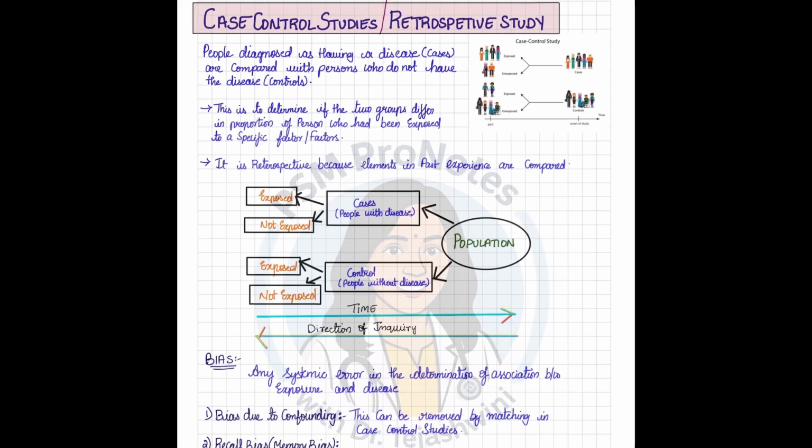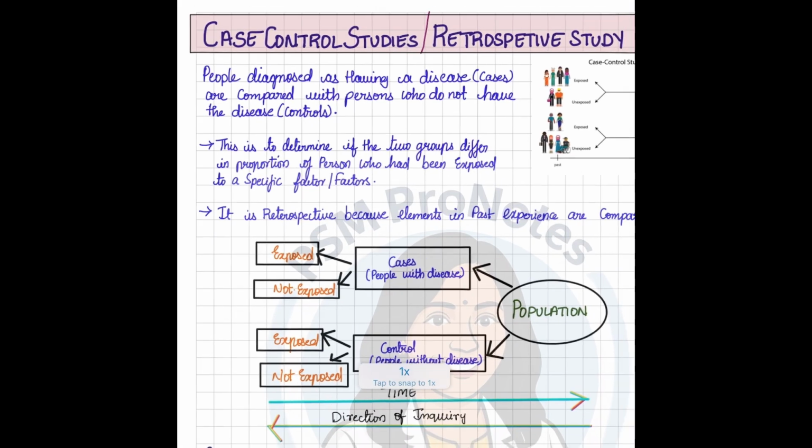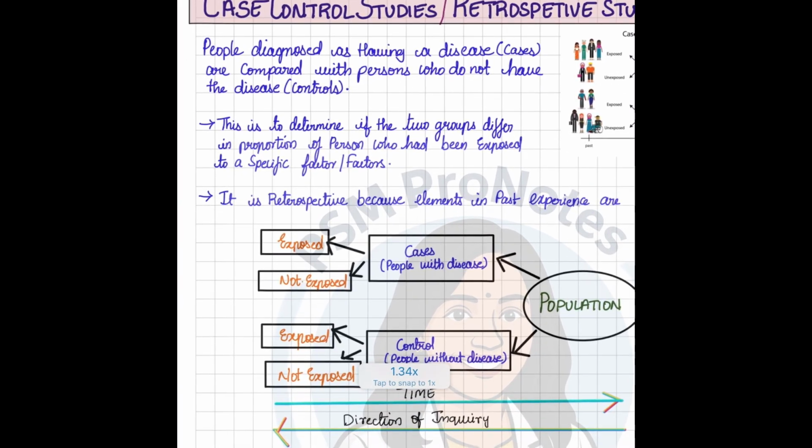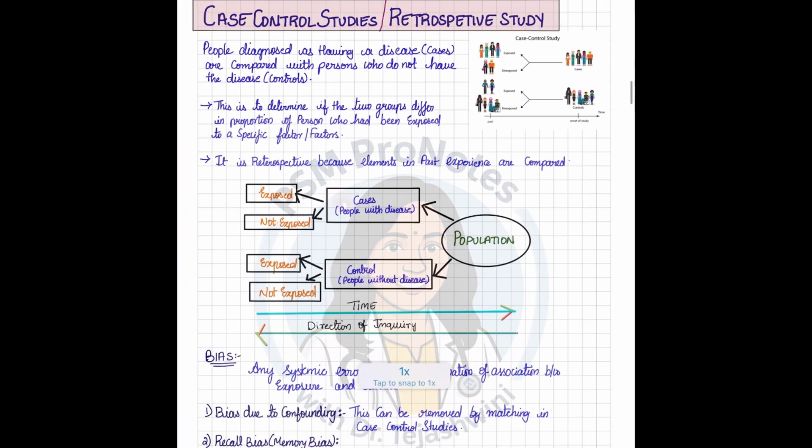What is a case control study? A case control study involves two distinct groups. Cases: these are individuals who have the disease or condition you are studying. Controls: these are individuals who do not have the disease or condition, but are similar to the cases in terms of demographic characteristics, such as age, sex, and socioeconomic status. The primary goal is to compare the exposure history between these two groups.